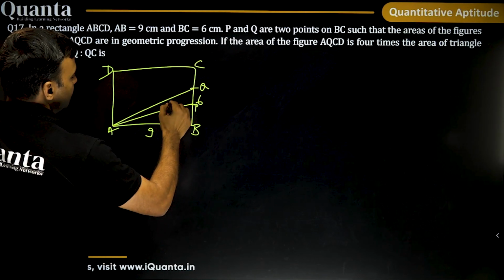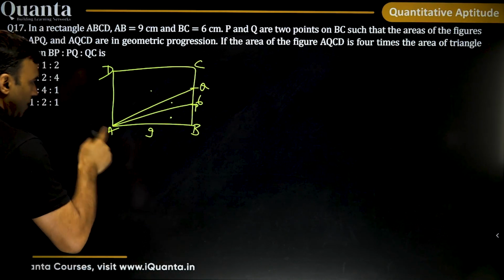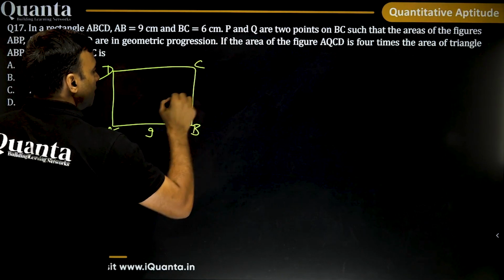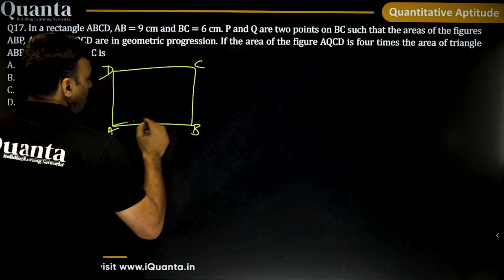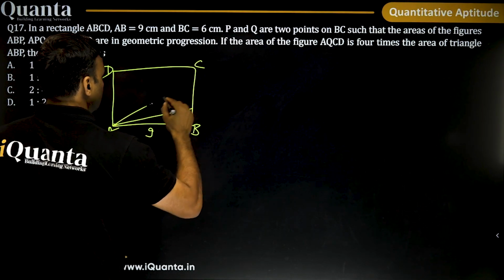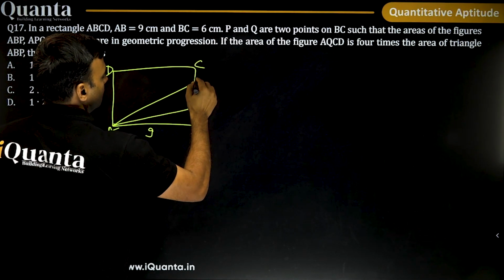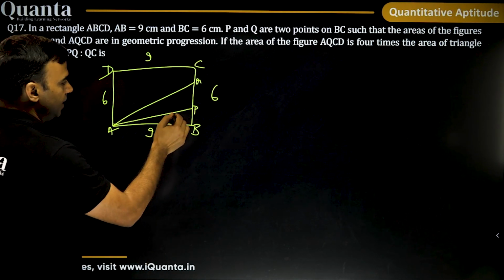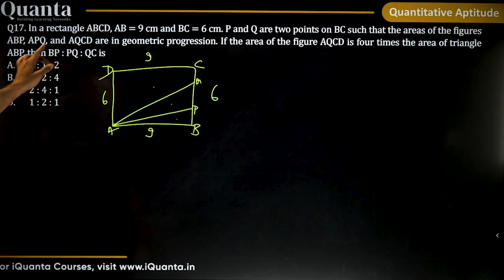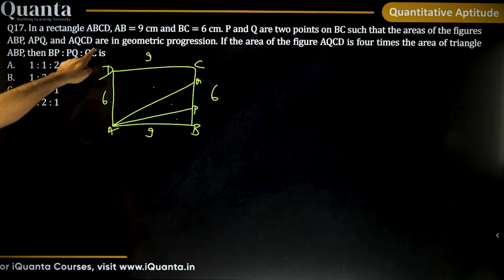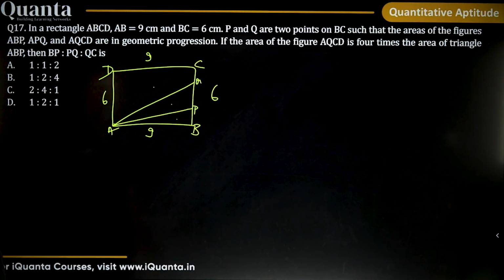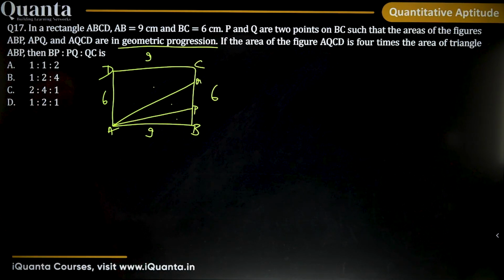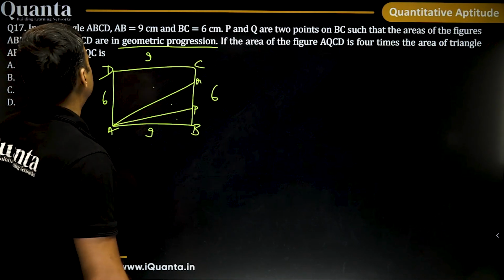So this area and this area, they are in geometric progression. For the purpose of clarity, I'll put this again so that you can realize that APQ is something like this. So P and Q, this length is 6, this length is 9, right? So the areas ABP, APQ, and AQCD are in geometric progression, GP. Also, the area of the figure AQCD is 4 times the area of triangle ABP.